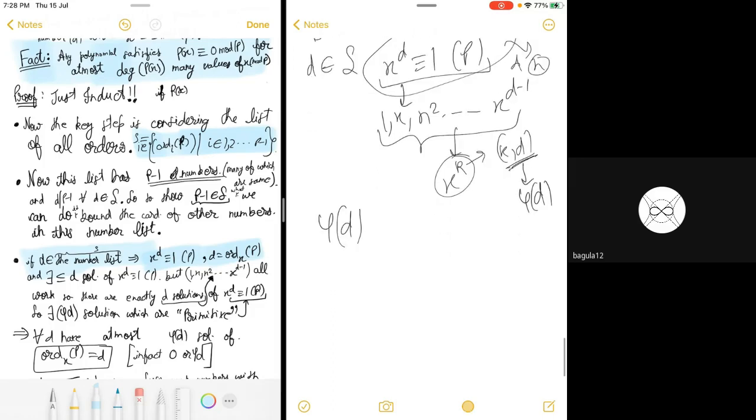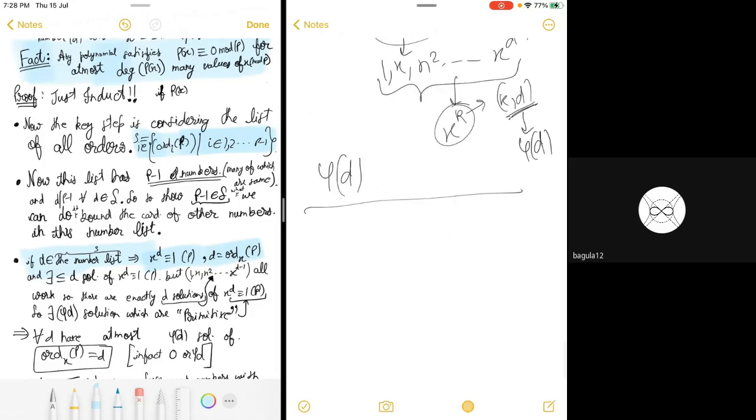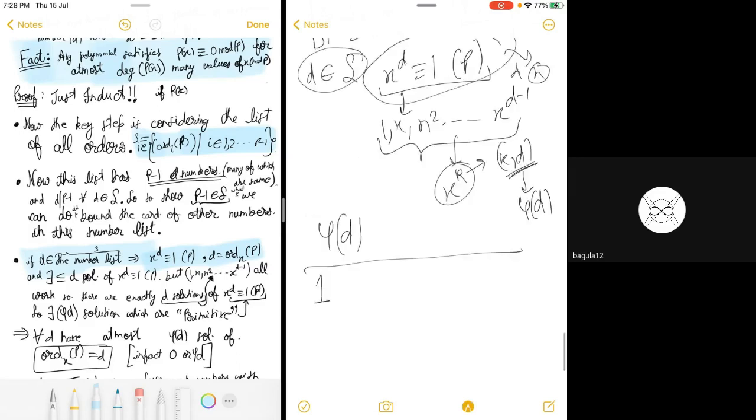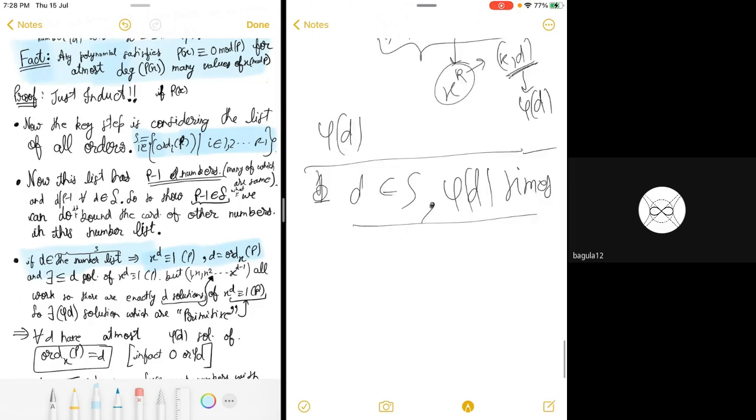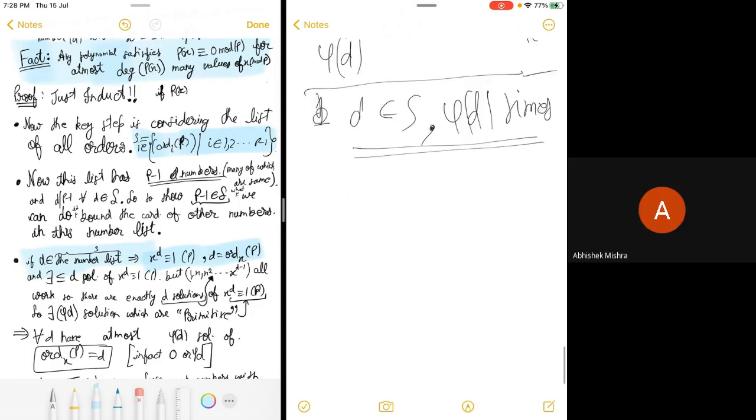So basically what we have shown is that if d belongs to the list, then it belongs to the list exactly phi of d times. Is this clear? Great.